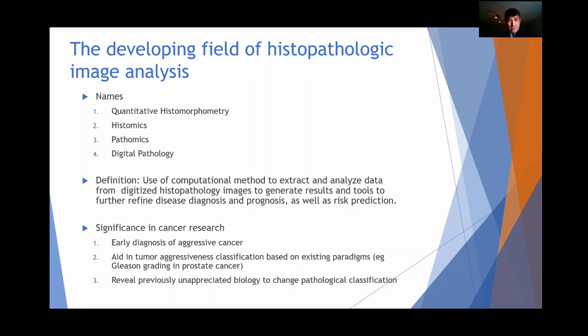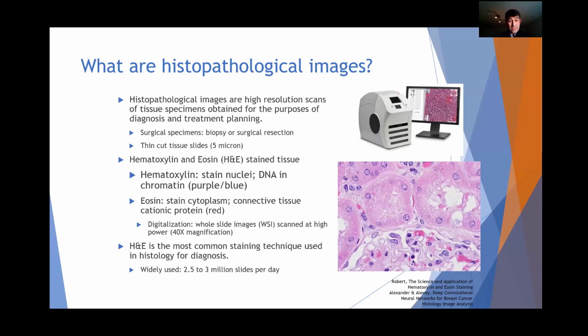Gleason grading is reflective of the degree of differentiation of a particular tumor, which is directly linked to how aggressive it is and related to recurrence. And then it's also revealing previously underappreciated biology that could be used to change the existing pathological classification paradigm. So there are lots of examples.